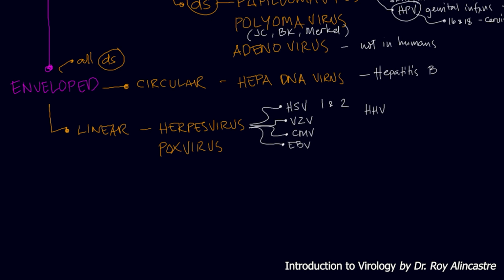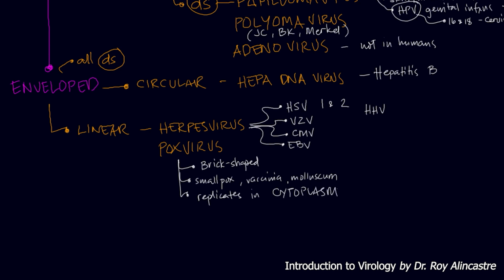And then you have the poxviridae, which are large, brick-shaped, or ovoid viruses. They are pathogenic for humans. They can cause smallpox, vaccinia, and molluscum contagiosum. Take note that the replication occurs entirely within the cell cytoplasm, which is another exception.